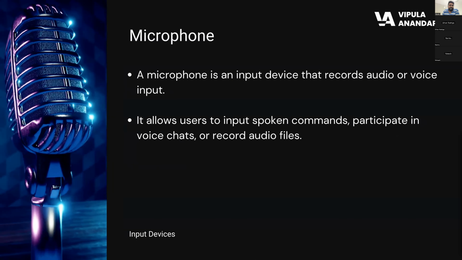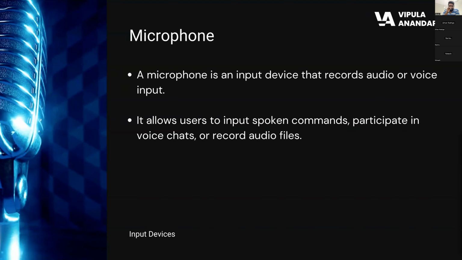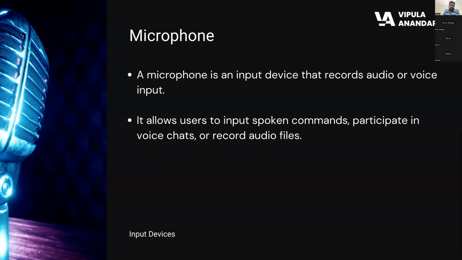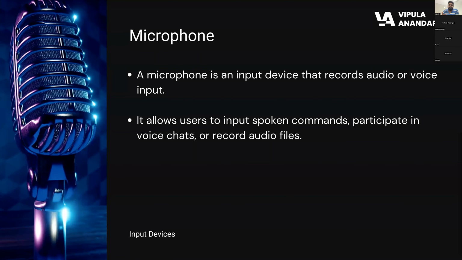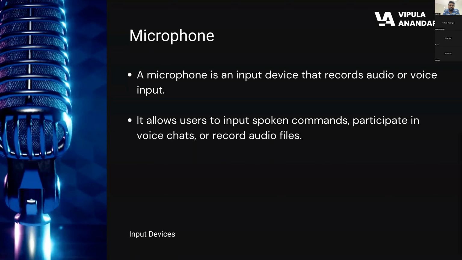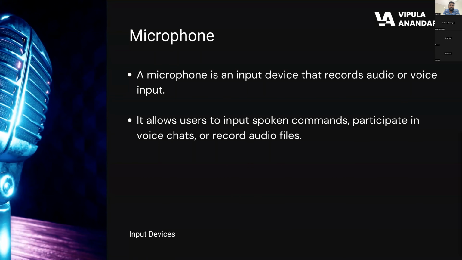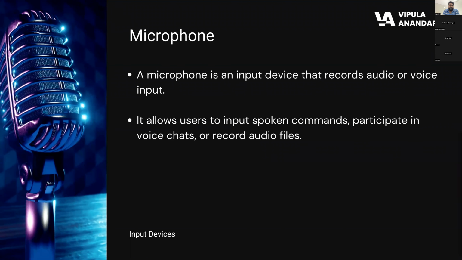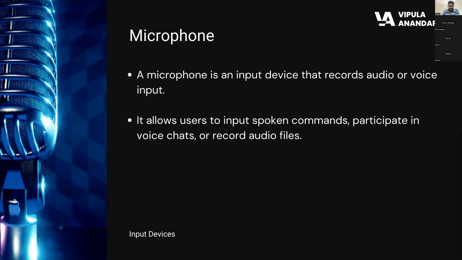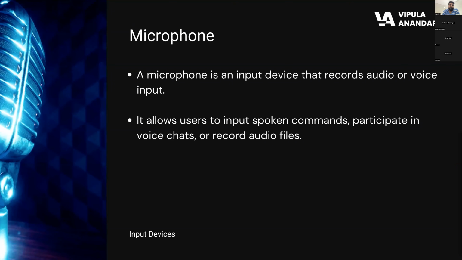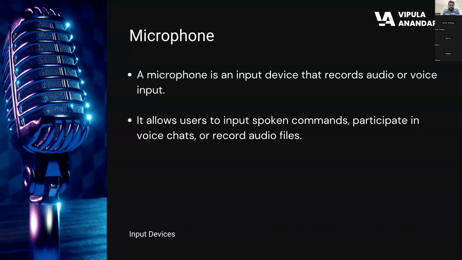And then we have the microphone. So we captured keyboards, key entries, mouse movement, scanned, and then video capturing. And then we have sound capturing, which is basically the simplest device called the microphone, where it will allow you to record audio and voice as an input. And it will also allow you to control or give commands to a PC using voice commands as well, because that will literally act as an input device.